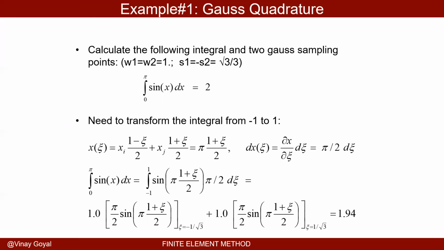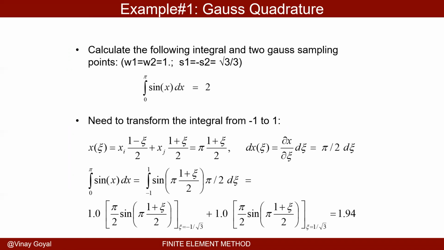And minus cosine x. It varies from 0 to pi, so cosine at pi is minus 1. Cosine at 0 is 1. I have a negative sign in front, so that gives me 2. Minus 1 is 2. So the integral from 0 to pi of sine of x is 2. Let's see if we can get to that value using this idea, Gauss quadrature.